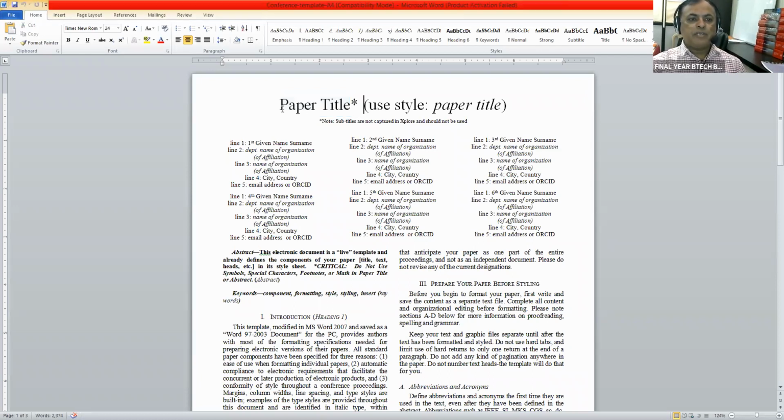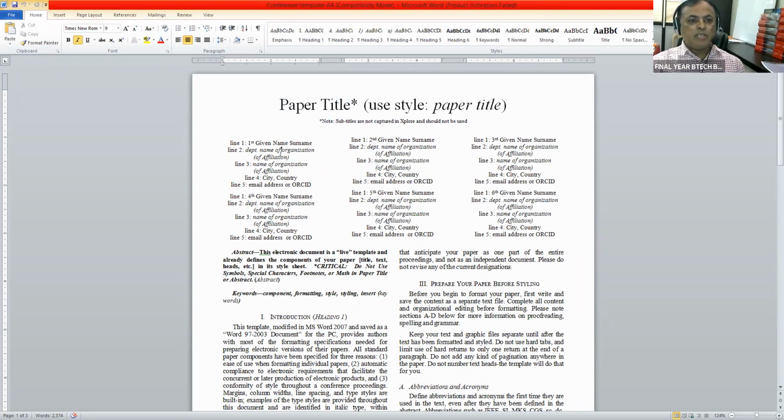So the better way is that you write in your own way in this, and then you can change your font. But the most important thing is that you have to prefer the template only. Now this template is saying the paper title should be 24 and it should be Times New Roman. Then we'll go with the author affiliation.